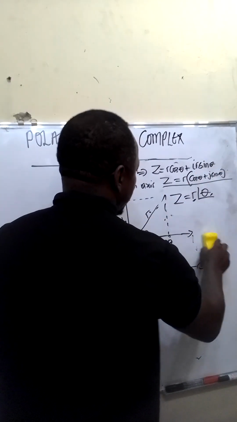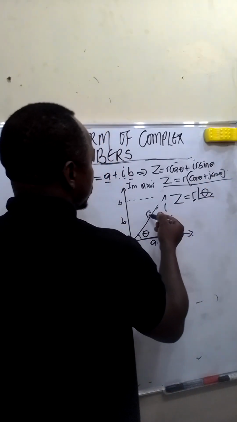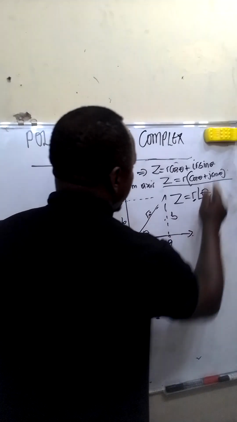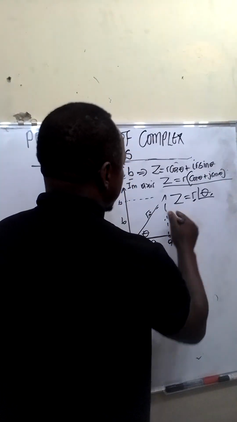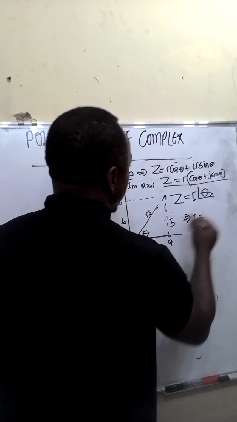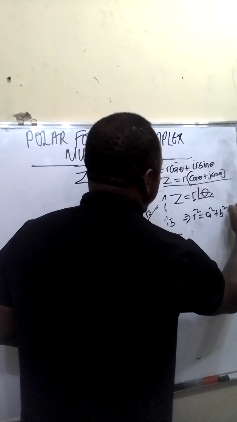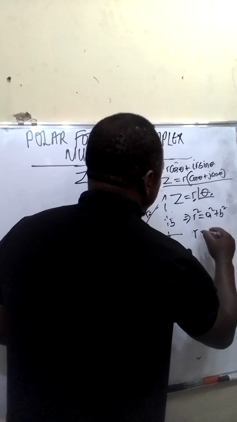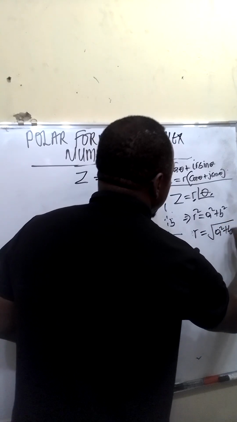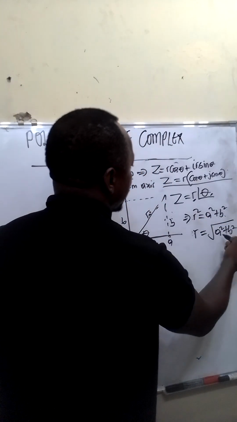Now we can get our R, which is our magnitude, the modulus R, by using Pythagoras theorem. From Pythagoras theorem, R squared will be equal to A squared plus B squared. So that R will be equal to square root of A squared plus B squared. If you take square root on both sides, R will be equal to square root of A squared plus B squared.